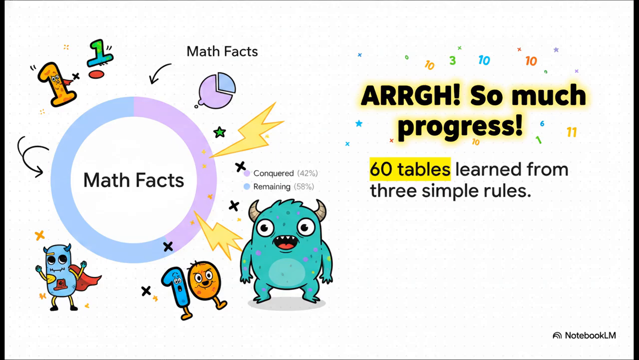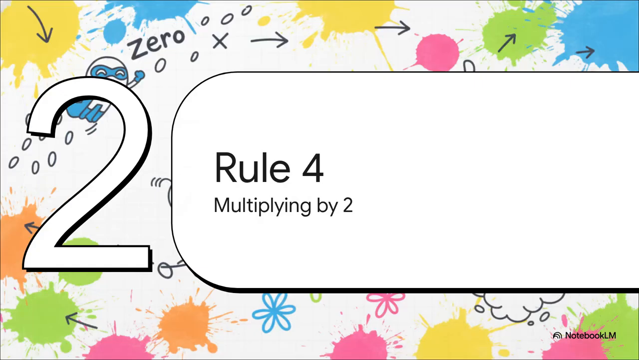From just 3 incredibly simple rules, multiplying by 1, 10, and 11, you have successfully conquered 60 facts. You only have 84 left to go. The monster is seriously shrinking right before our eyes. All right. Rule 4, multiplying by 2.